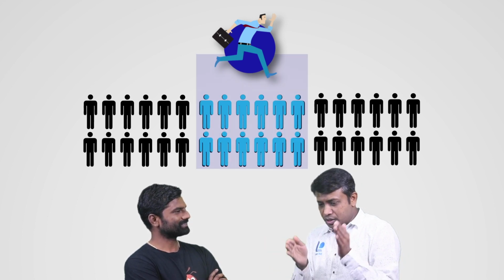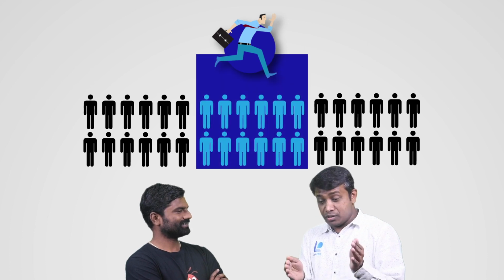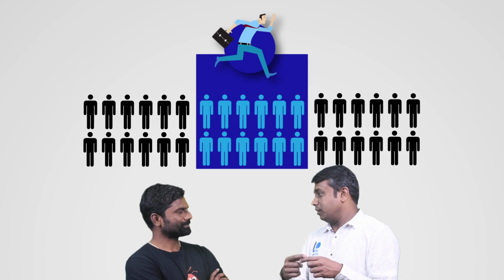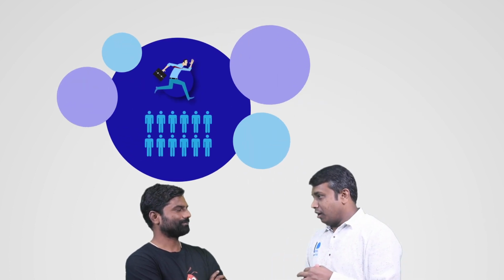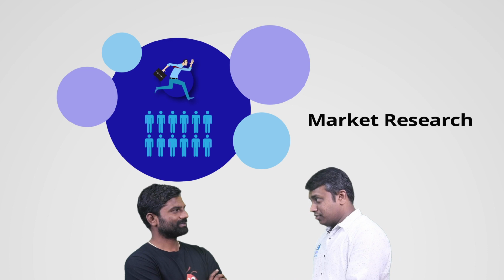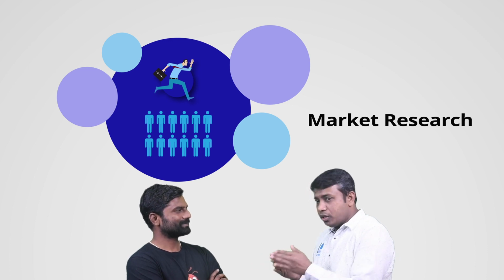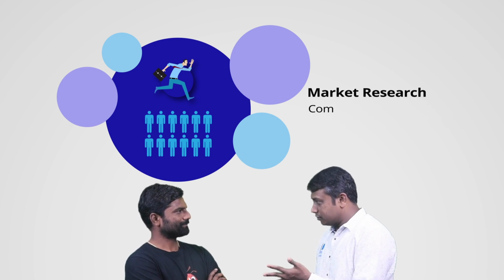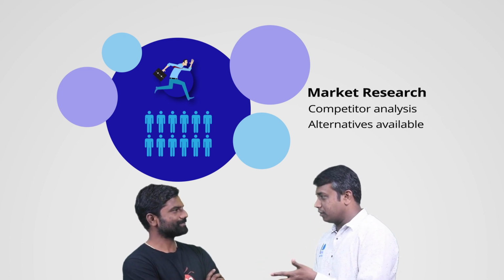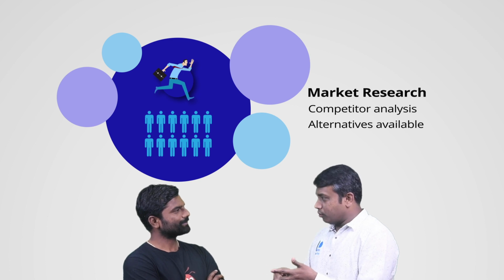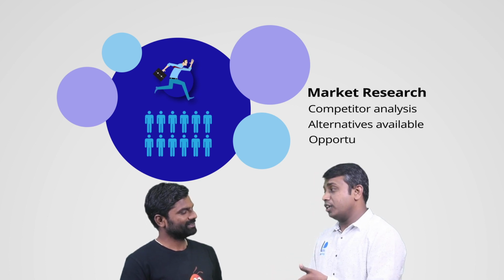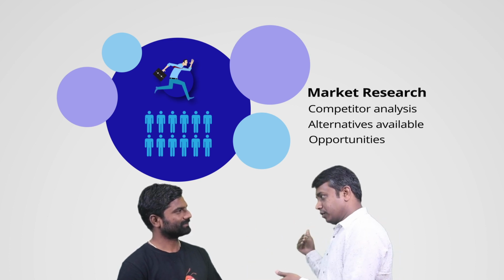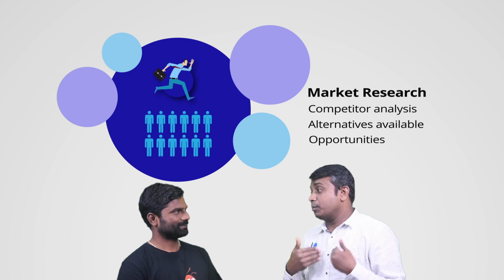So first deciding, okay, this market exists, and this market segment exists. And deciding to get into that market segment, sizing that market. That is market research. So this you are doing keeping in mind the buyer. So here you do the competitor analysis, the alternatives available in the market, in order to figure out the size of the market and opportunity you have. So that's market research. But when you talk about the users, once you have decided, okay, this is the market segment we want to get into.